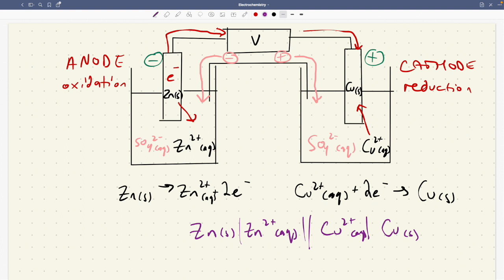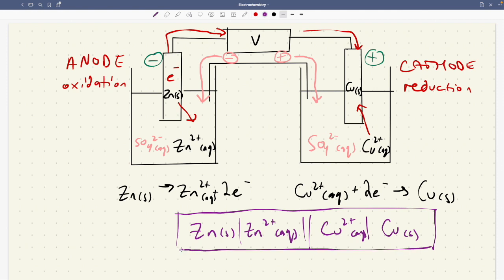So what's going on with my annotation here? I'm showing the difference between the phase boundaries with a single line. So the fact that we're going from a solid to an aqueous. Same thing over here, single line. And then I am separating my two half cells with a double line, and that's showing my salt bridge. So this whole galvanic cell, I can annotate as that, and that's showing this redox process. If you've got species, as we'll see later on, that are all in the same phase, you wouldn't separate them with a phase boundary, you just separate them with a comma instead.